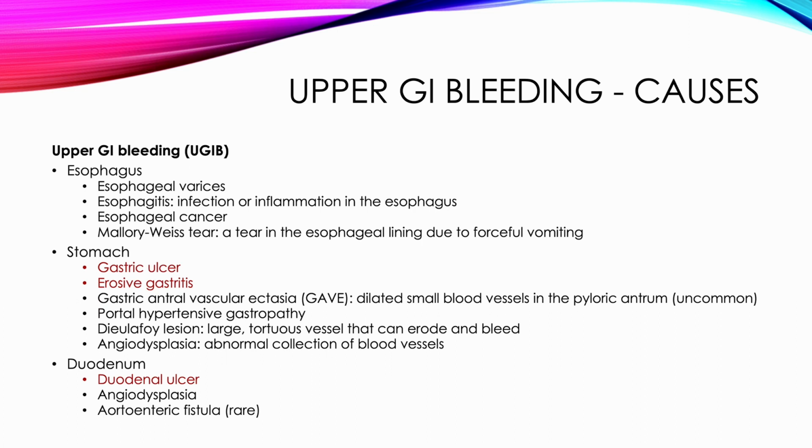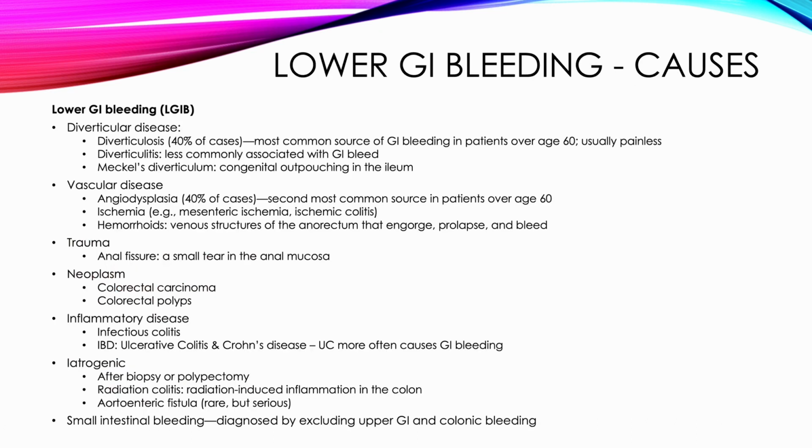And then moving on to the duodenum, duodenal ulcers are going to be, again, about 25% of cases. So those are going to be the more common. I highlighted the three more common ones in red for you. And then we have some angiodysplasia and aortoenteric fistula, which is super rare. But it's a nice rounded-out differential for your upper GI bleeding. Then we move on to lower GI bleeding.